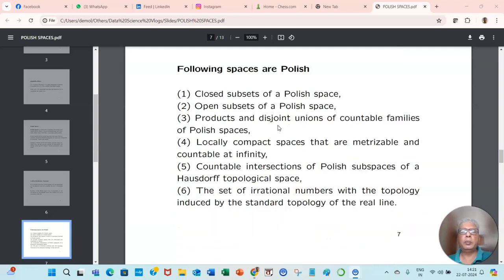Now some examples of Polish spaces. Closed subsets of Polish spaces are Polish. Open subsets of Polish spaces are Polish. Products and disjoint unions of countable families of Polish spaces are Polish. Locally compact spaces that are metrizable and countable at infinity are Polish. Countable intersection of Polish subspaces of a Hausdorff topological space is Polish. The set of irrational numbers with the topology induced by the standard topology of the real line is Polish.